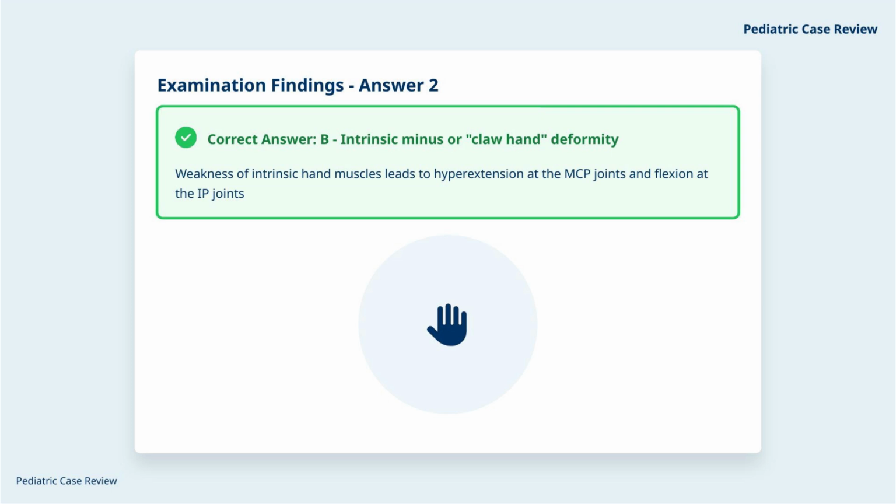Intrinsic minus or claw hand deformity. As Charcot-Marie-Tooth disease progresses, the intrinsic hand muscles become weak, leading to this characteristic deformity with hyperextension at the metacarpophalangeal joints and flexion at the interphalangeal joints. This results in functional difficulties with fine motor tasks such as buttoning clothes, writing, or manipulating small objects.